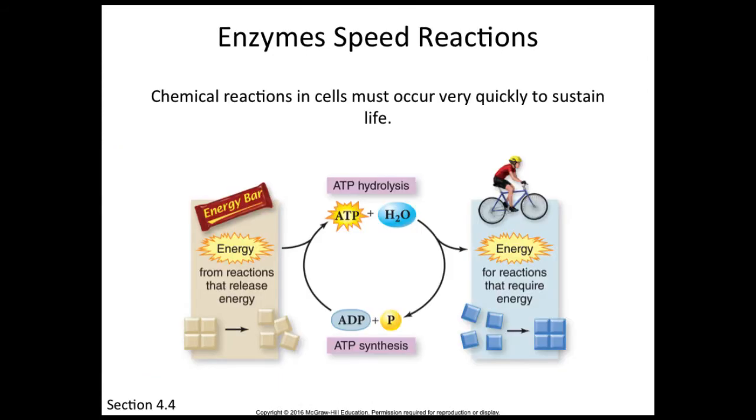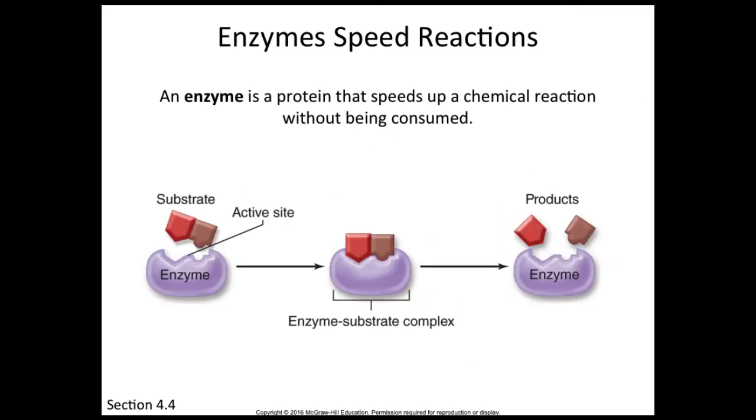Chemical reactions in cells must occur very quickly in order to sustain life as we know it. Enzymes are proteins that speed up these chemical reactions without being consumed. These enzymes are required for life.